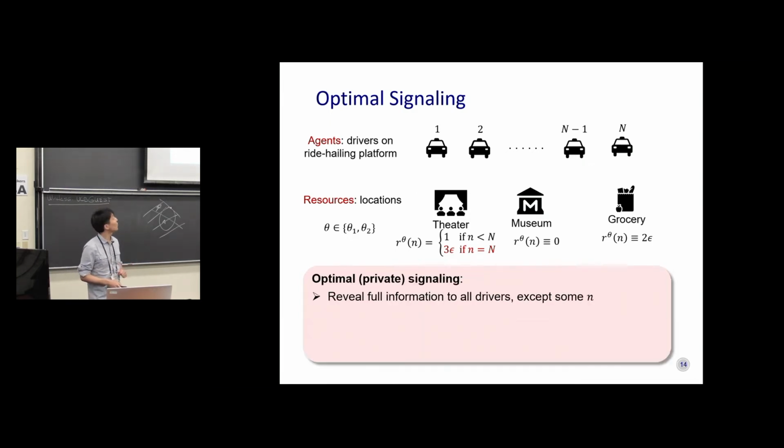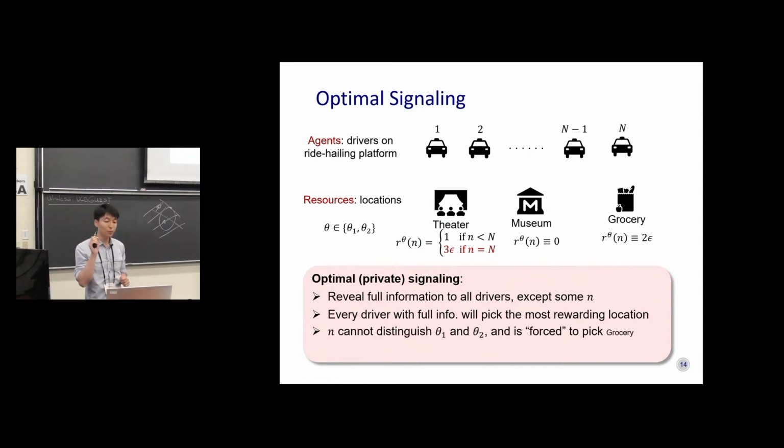In this particular example, it turns out that there's a very simple scheme, which is private, meaning you have to reveal different information to different drivers, that achieves optimal utility. And the scheme is pretty simple. Basically, you're going to reveal full information to all the drivers except some randomly picked driver. So there's one guy who doesn't know anything, but everyone else knows everything. And it turns out that every driver who gets the full information can exactly know which location is the most rewarding, so they're going to go there. That turns out to be a dominant strategy, because if you know which location is the best, that's your best choice.